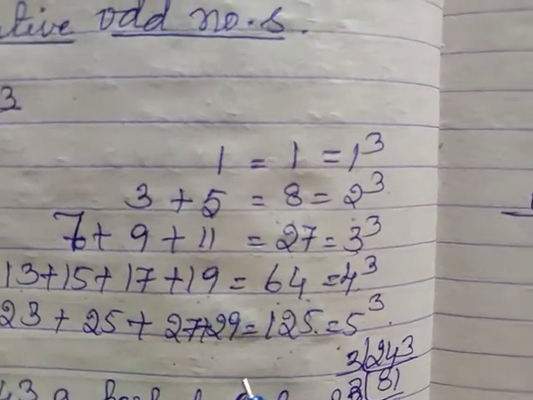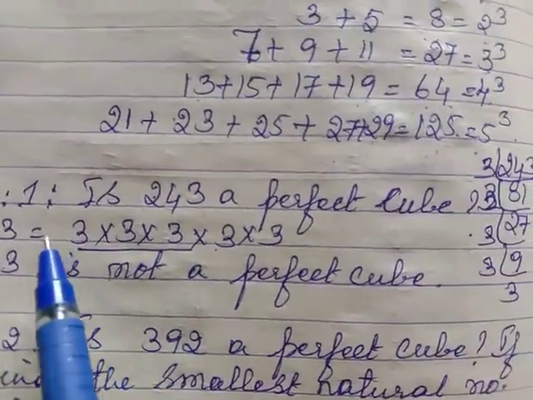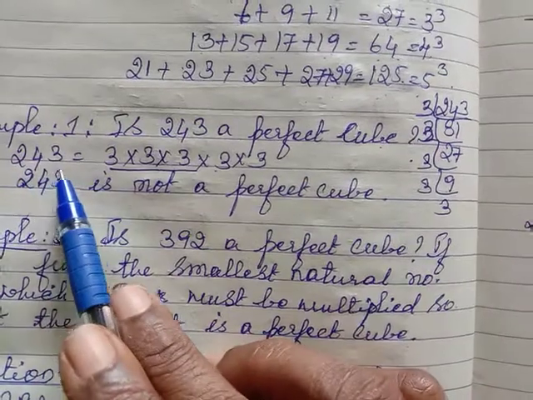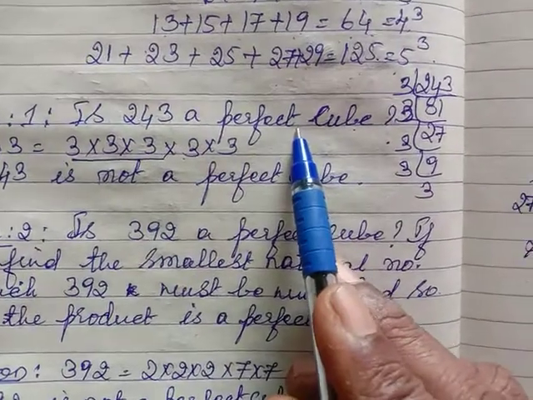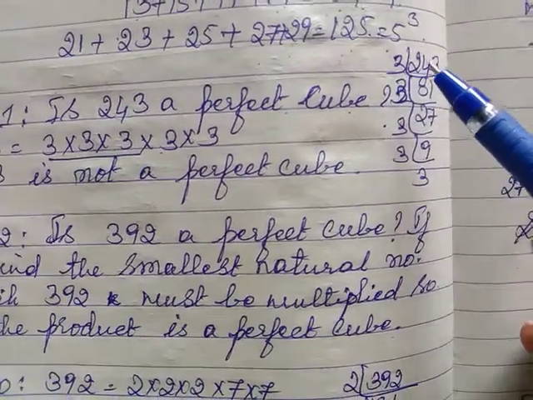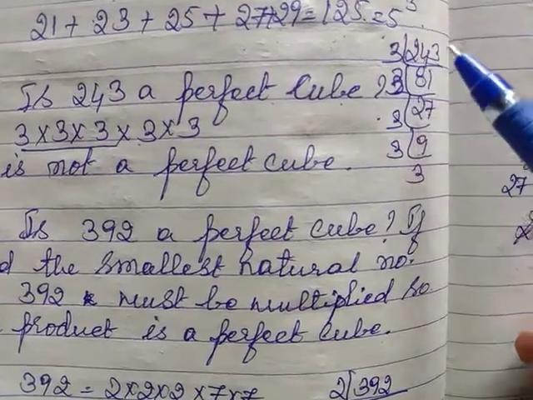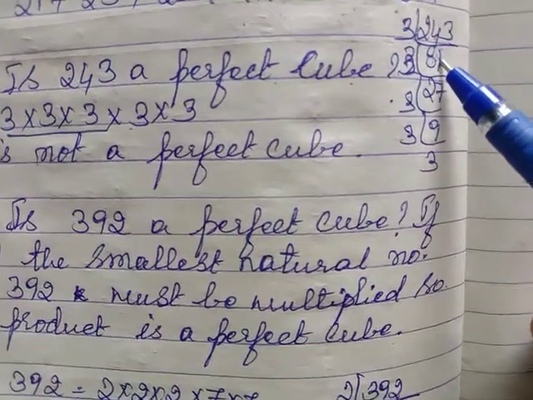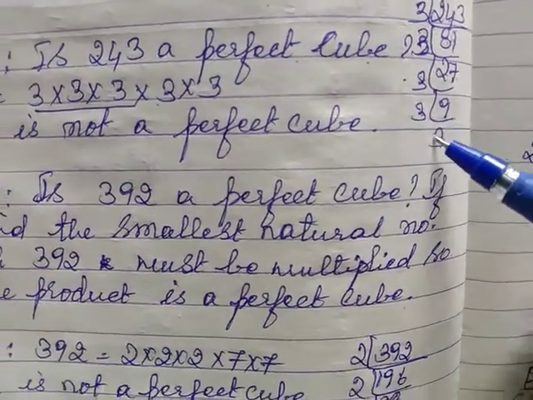Now let us go to example 1. Here example 1: is 243 a perfect cube? What you have to do? How to find out if 243 is a perfect cube? By prime factorization. Okay, 243, divide from 3. 3 eights are 24, 3 ones are 3. 3 twos are 6, 2 remains. 3 sevens are 21. Then 3 nines are 27, 3 threes are 9. So this is called prime factorization.